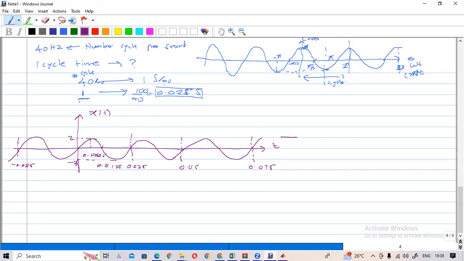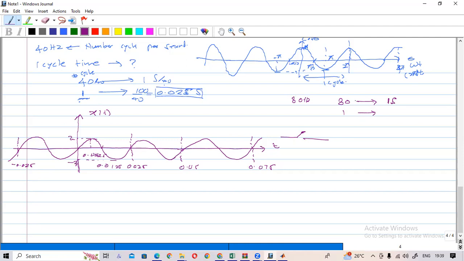Now we are going to sample this signal with 80 hertz. That means we are going to get 80 samples per 1 second. Then what is the time for one sample? Tell me. What is the time for one sample?